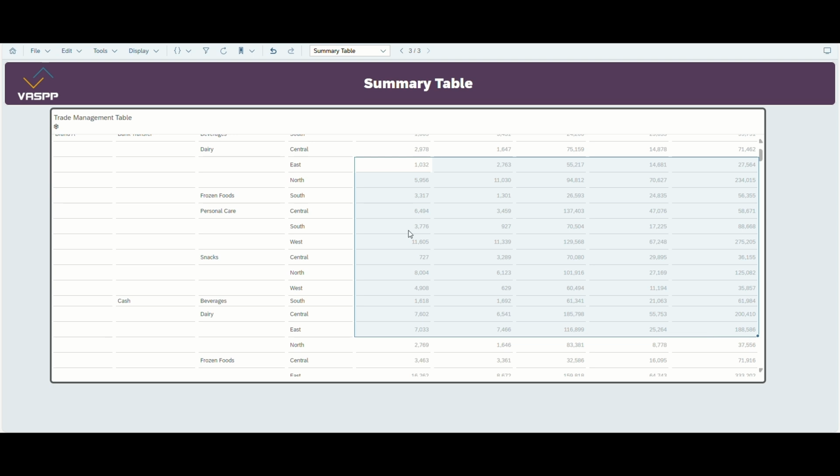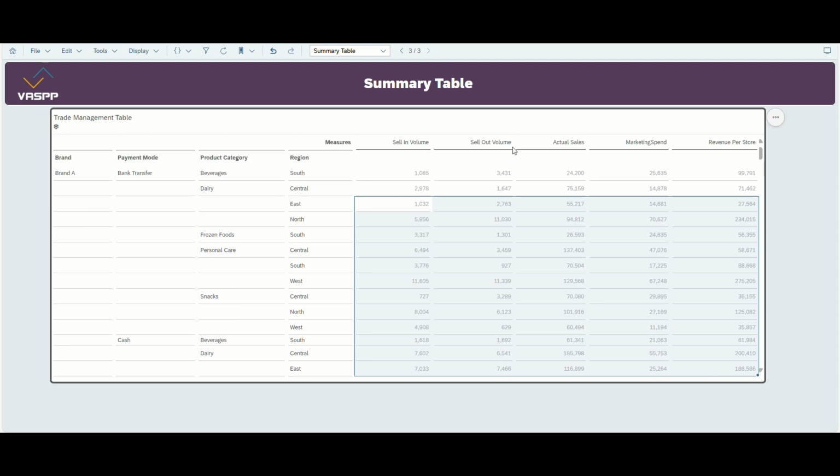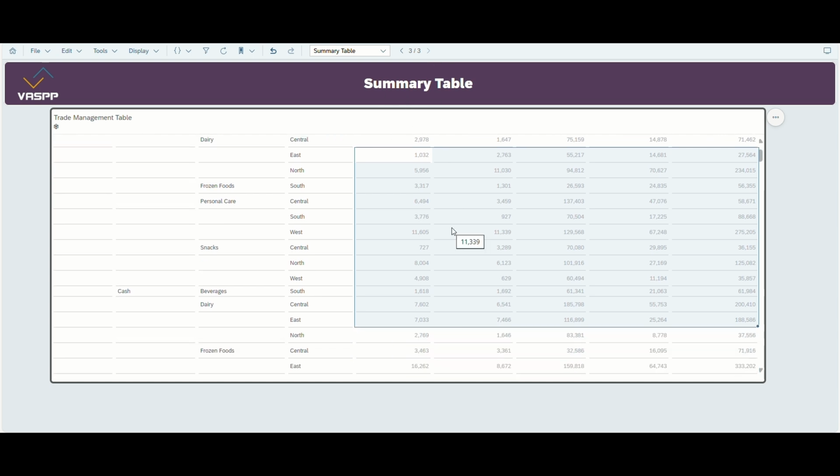What makes this table so powerful is its multidimensional context. You're not just seeing numbers, you're seeing cause and effect. High marketing, but low sales? You need campaign optimization. Strong sell-out, but low stock? It's time to ramp up supply. High revenue with low spend? That's your high-margin sweet spot. And all of this is actionable.